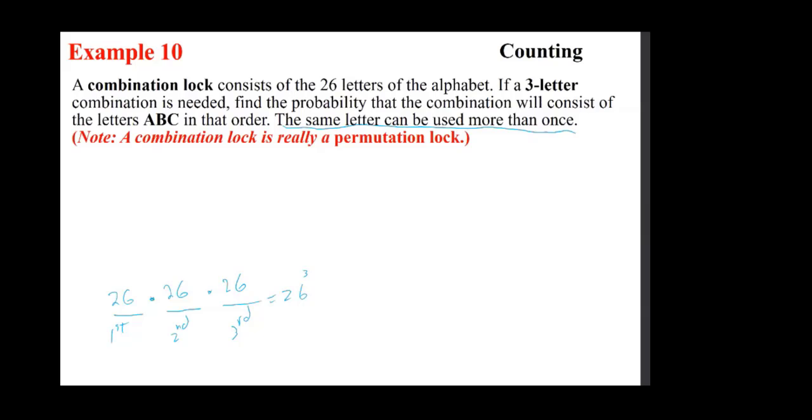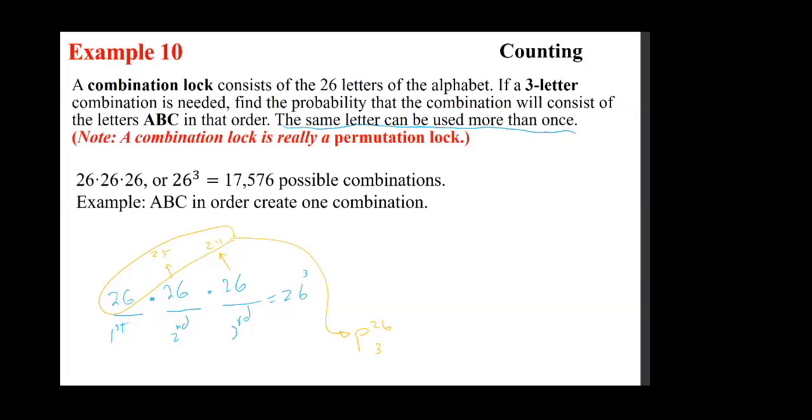If the restriction says the same letters cannot be used, meaning you can't have AAA, then what happens if we can't use the same letter? This changes to 25, this changes to 24. So it becomes 26 times 25 times 24, or the permutation of 26 choose 3, because there are 3 spots. With 26 cubed, we end up with 17,576 possible. We call it combinations, but it's really a permutation. In other words, 17,576 possibilities.